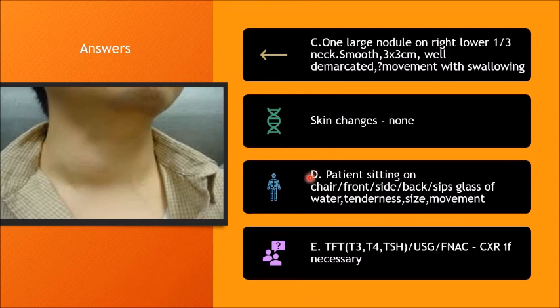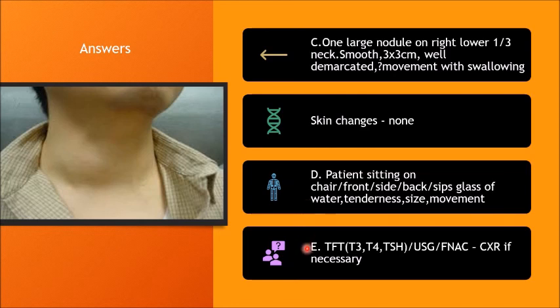And question D, how do you examine the patient? You examine the patient sitting on a chair, from the front, side, and back, and giving him sips of water to check for the movement with swallowing. And check for tenderness, again you confirm the size of the lump and whether it is mobile.